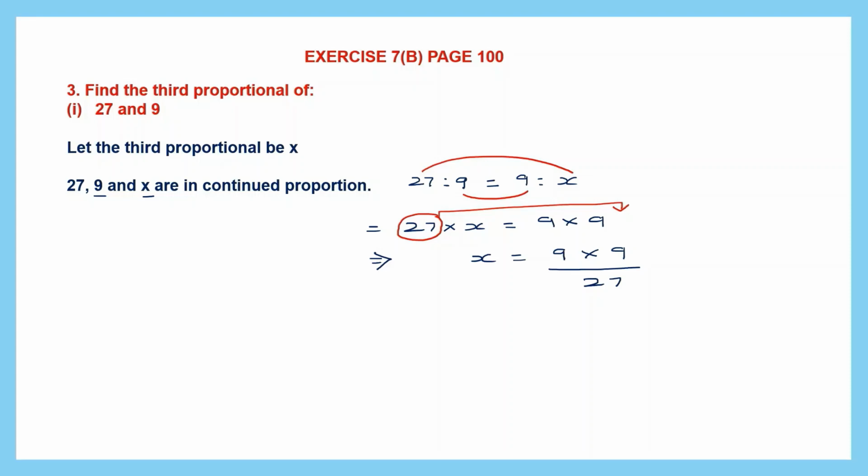Let's cancel. I can cancel 9 and 27. 9 ones are 9, 9 threes are 27. I can cancel 3 and 9 also. 3 ones are 3 and 3 threes are 9. So what do we have here? In the numerator we have 3 and in the denominator we have 1. That means x is equal to 3 by 1, which is 3. So we have found the value of x. x is equal to 3. And what did we say x is? We said x is the third proportional. So we have found the third proportional and the third proportional is 3.